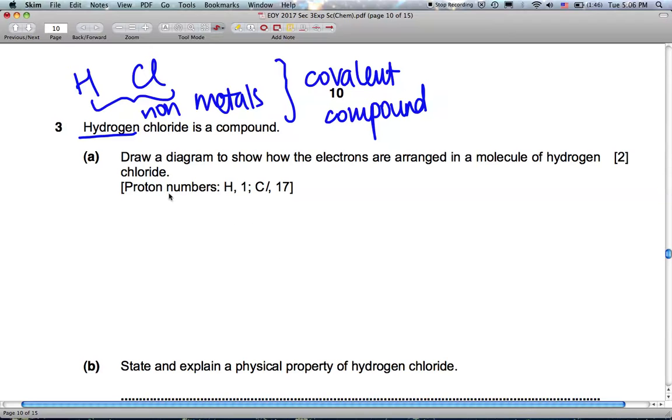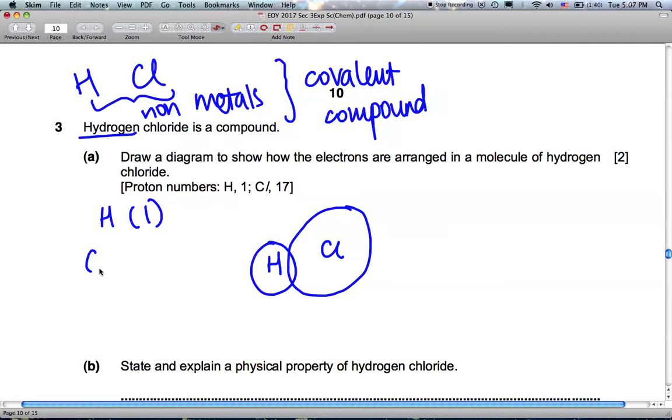So how do we do that? We are given the proton numbers of hydrogen and chlorine, right? So we draw out our hydrogen first, and we draw our chlorine as such. For hydrogen, the electronic structure is just 1. For chlorine, the electronic structure is 2.8.7. Correct? So since chlorine is lacking 1 electron, it will use 1 electron to share.